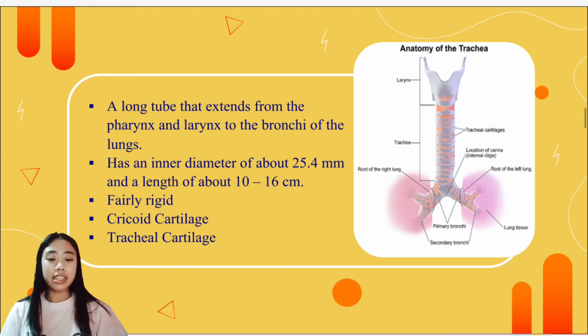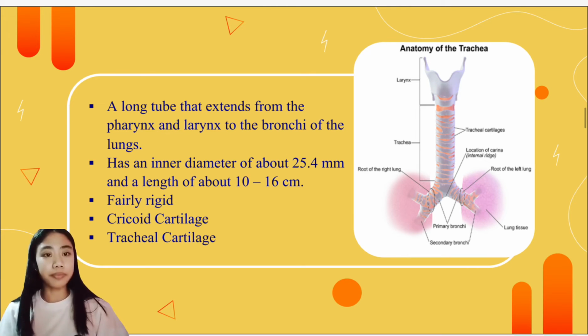The trachealis muscle connects the open ends of the C-shaped rings of cartilage and contracts during coughing, reducing the size of the lumen of the trachea to increase the air flow rate. Next slide.